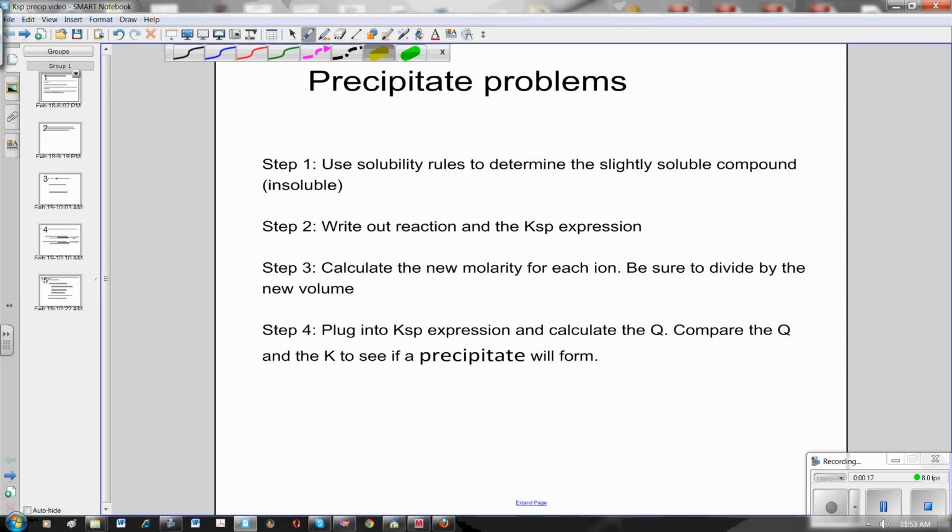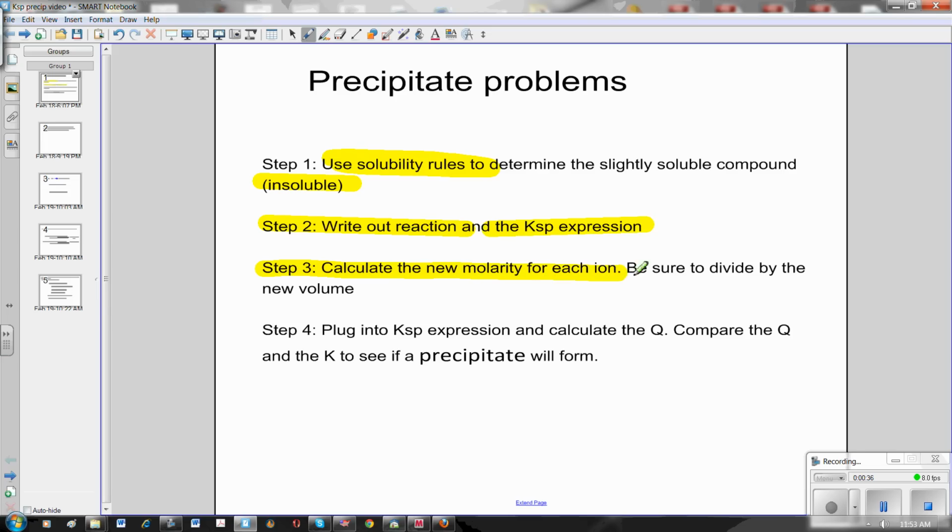The first thing is using solubility rules, which we learned in chapter 4, to determine which one's going to be insoluble, because remember KSP focuses around compounds that are considered slightly soluble, but using solubility rules are insoluble. Second step is you're going to write out the reaction like we did before and a KSP expression.